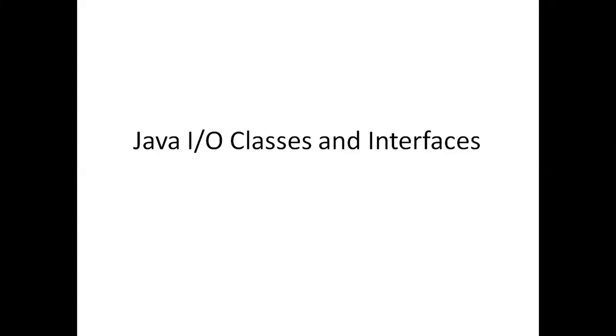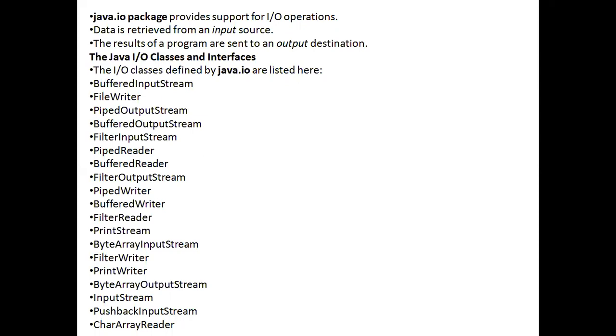Here there is a list of classes and interfaces. Input output is a package. The java.io package provides support for input output operations. Whatever operations we are performing on input and output, all these operations belong to the Java input output package.